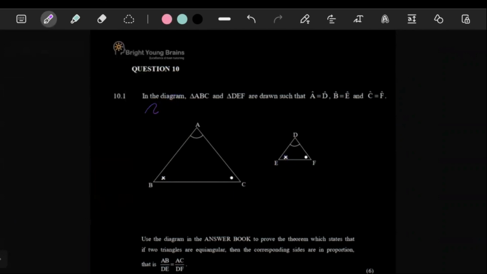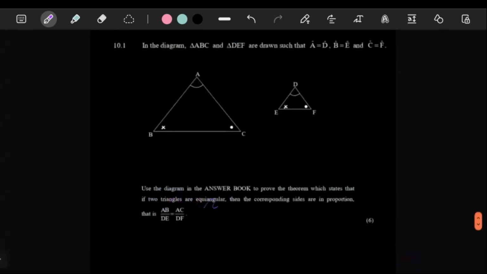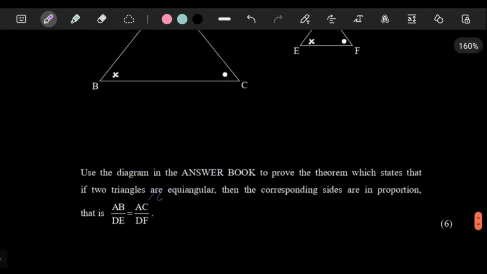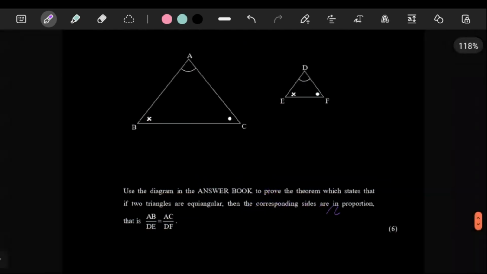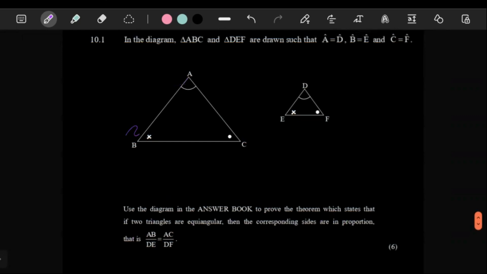So it says in the diagram, A, B, C, and D, E, F are drawn such that A is equal to D, B is equal to E, C is equal to F. Use the diagram in the answer book to prove the theorem, which states that if two triangles are equiangular, then the corresponding sides are in proportion. That is AB over DE is equal to AC over DF.